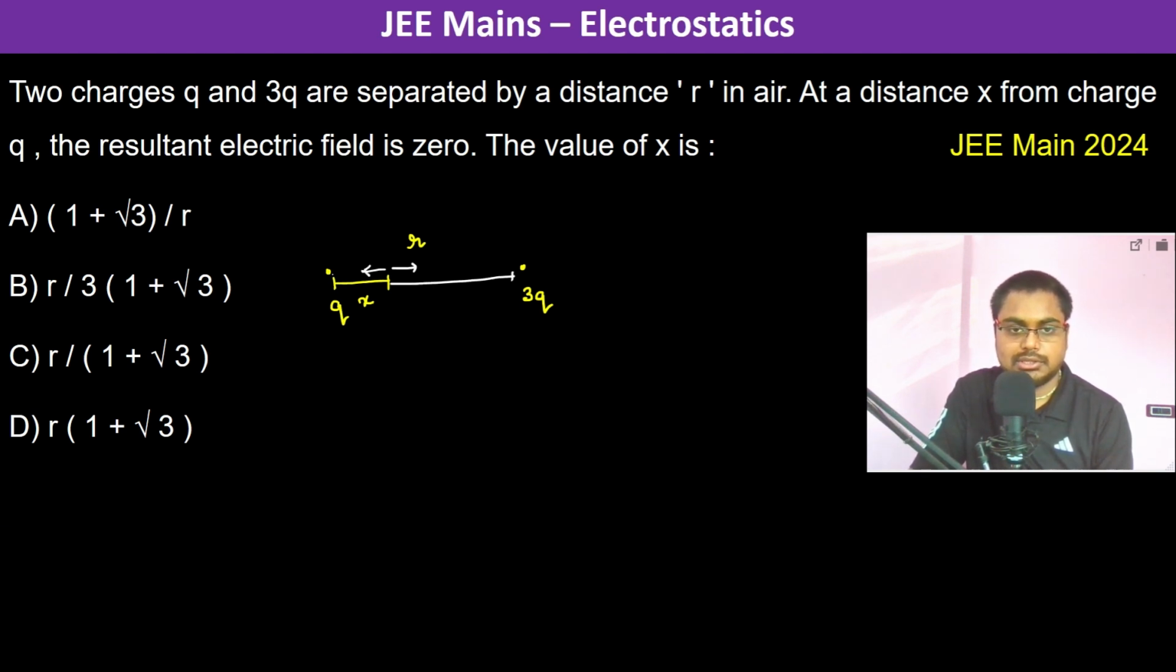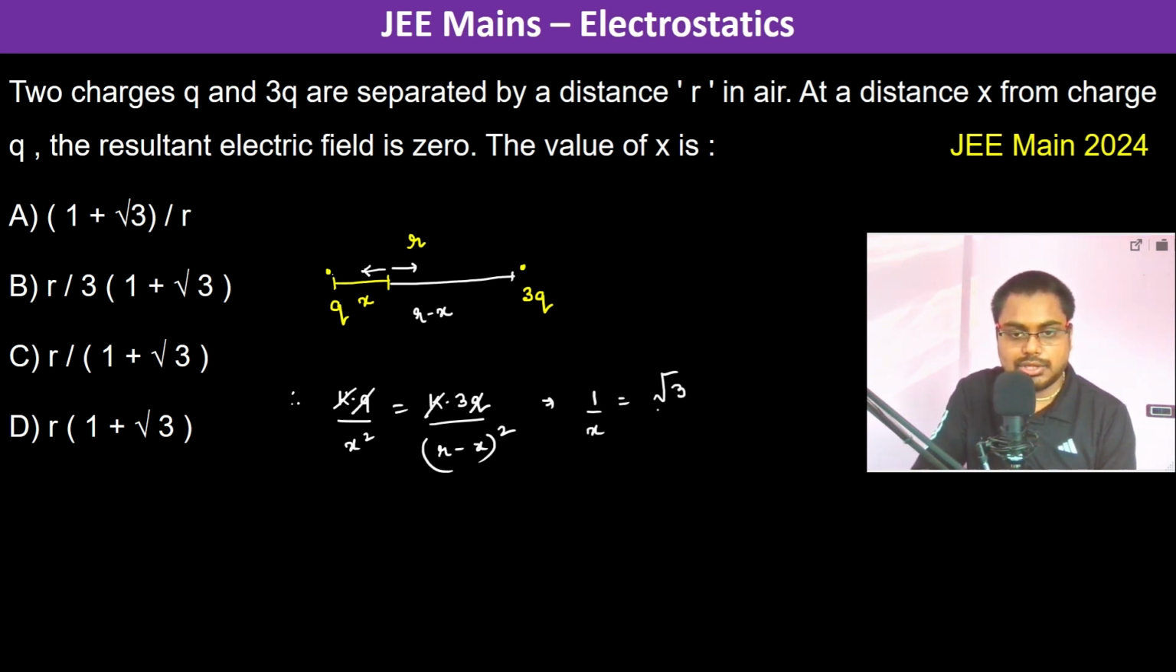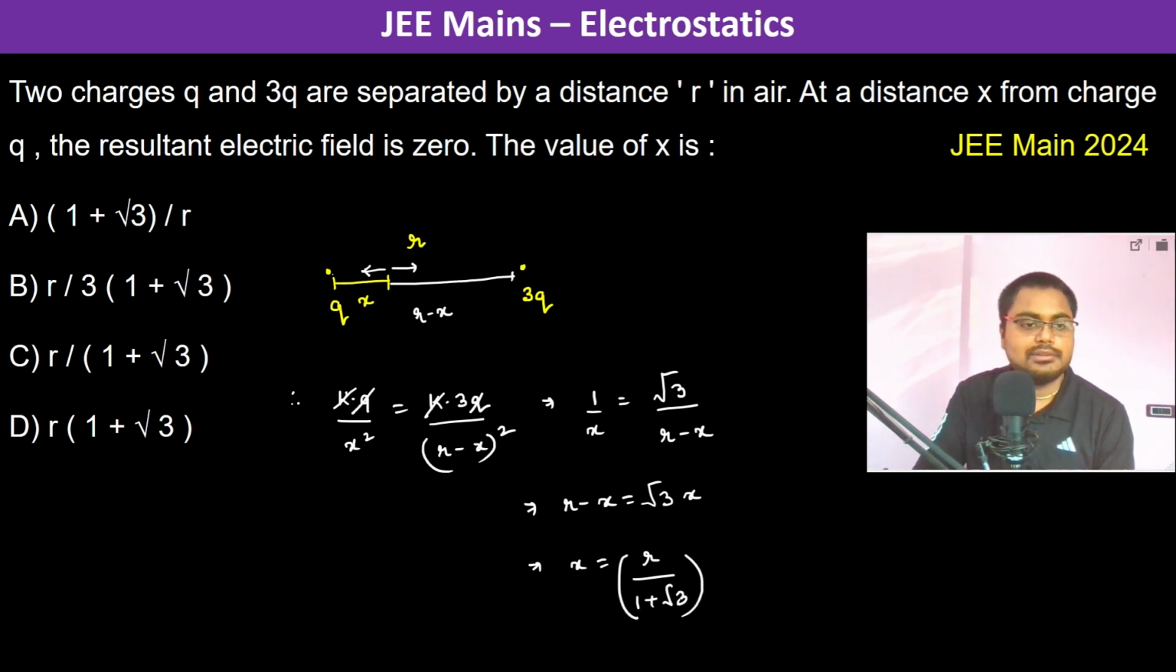So if this is x, this has to be r minus x, so therefore we can write the electric field here: kq divided by x² should be equal to k into 3q divided by (r minus x)². kq is gone, so therefore 1 by x is equal to root 3 divided by r minus x. r minus x is equal to root 3 x, so therefore x becomes r divided by 1 plus root 3. So therefore C is going to be the answer.